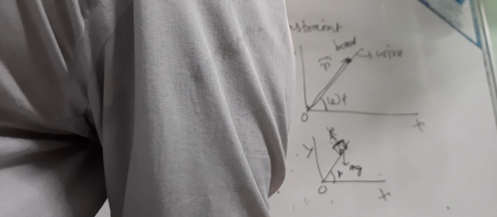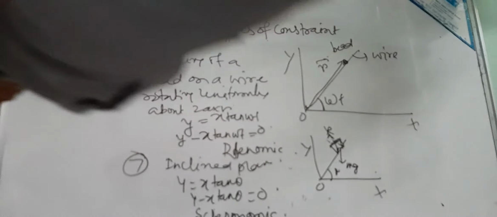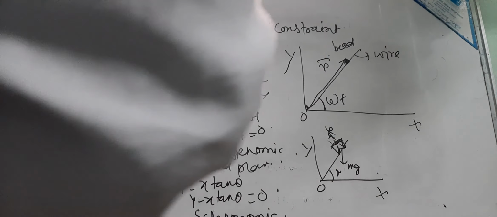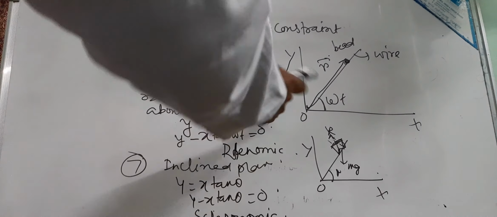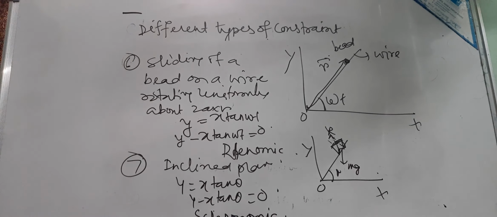So this one is scleronomic. The previous one depends on time, so it is rheonomic, and this equation does not depend on time, so it is scleronomic. So these are the different types of constraints that we discussed, and then we'll come to the degrees of freedom. Next class I will be discussing the degrees of freedom. Thank you.